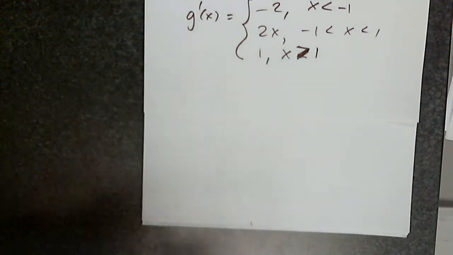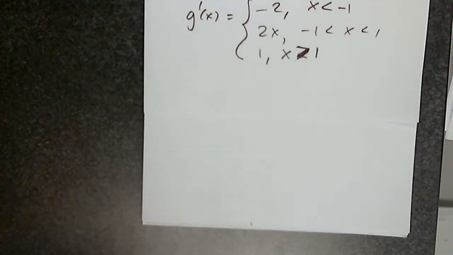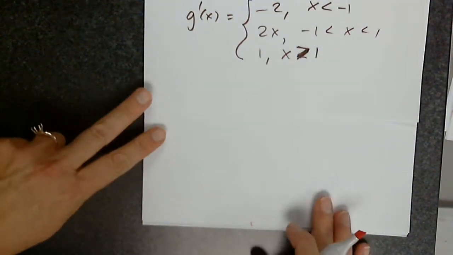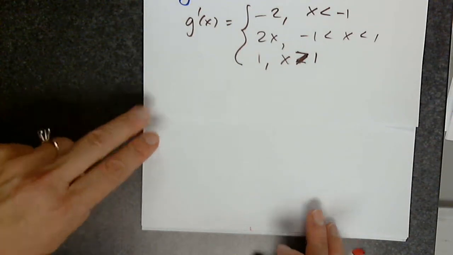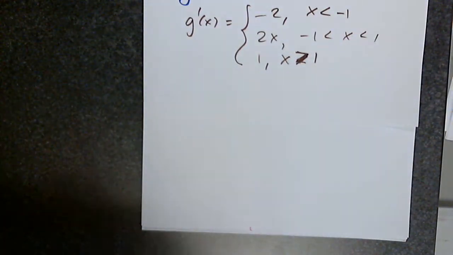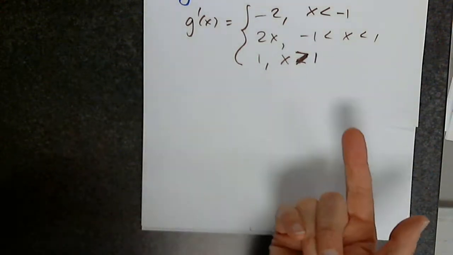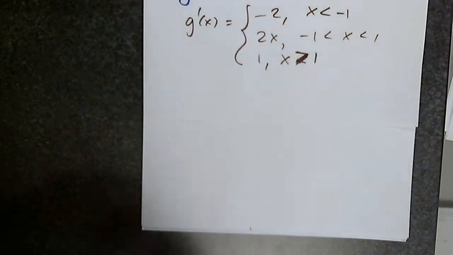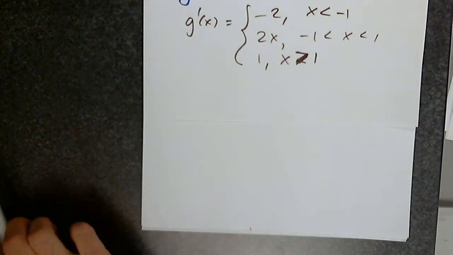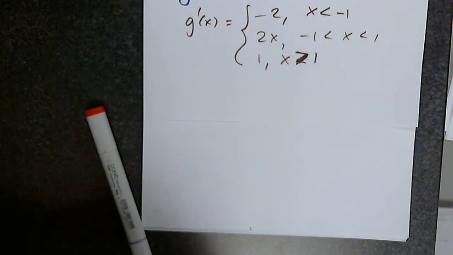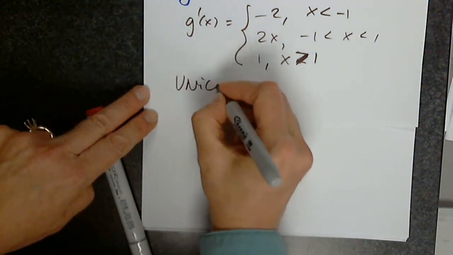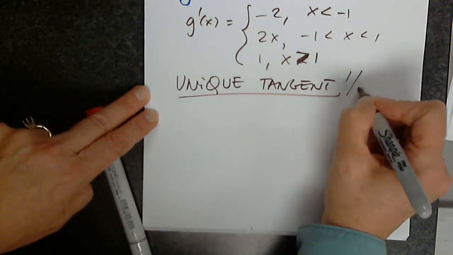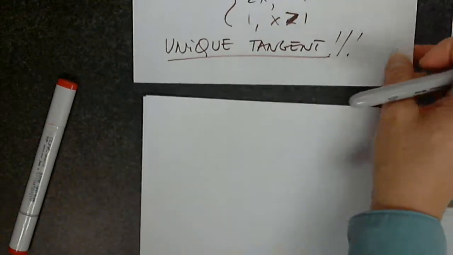Okay. How do I check now whether the function g is differentiable at negative 1 and later differentiable at 1? I know I have 9 minutes left, we'll finish this. How do I do that? So let me explain. Unique tangent. This is the trick, not a trick, an answer.